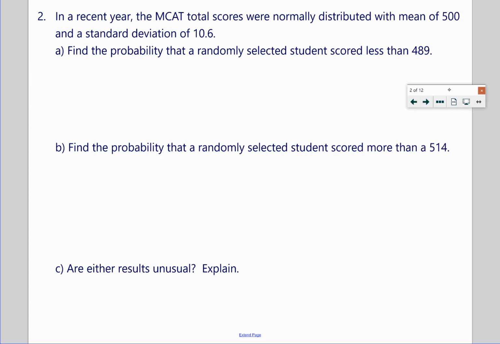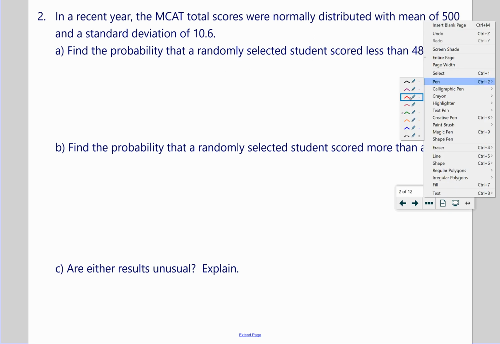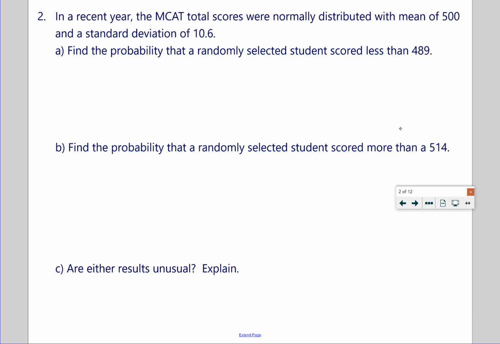It says, in a recent year, the MCAT total scores are normally distributed with a mean of 500, a standard deviation of 10.6. Find the probability that a randomly selected student scored less than a 489. All right, so this is really the same as the previous problem. They're just putting it in real-world context here for you. Okay, so we have an x value. My x value is 489. They told us the mean. They told us the standard deviation. Convert it to a z-score.